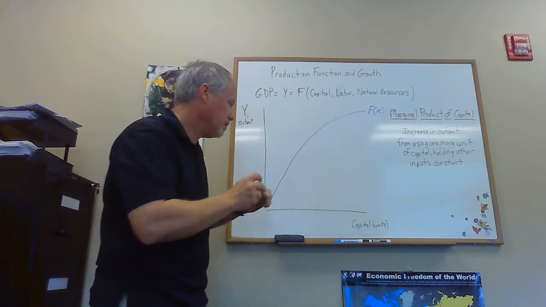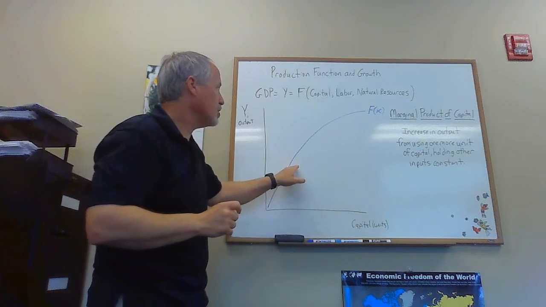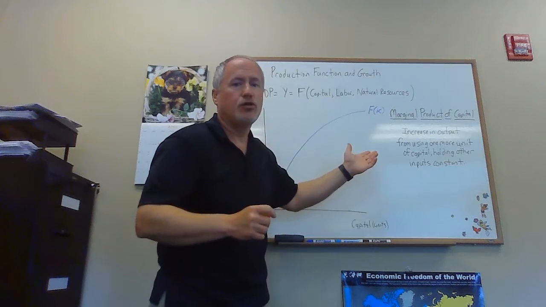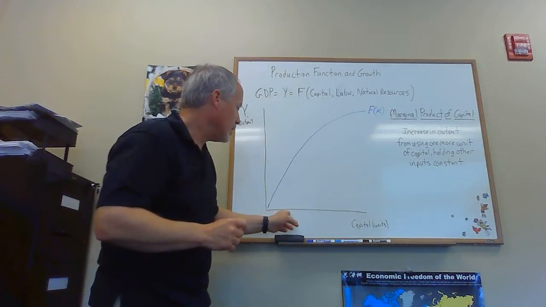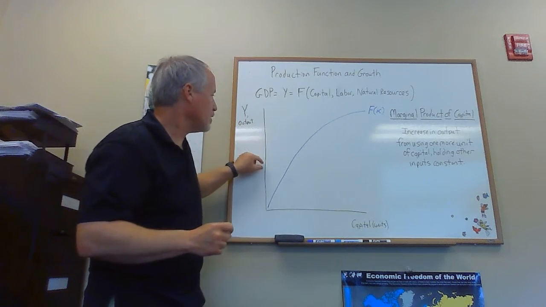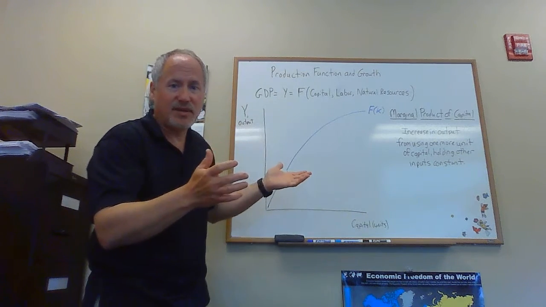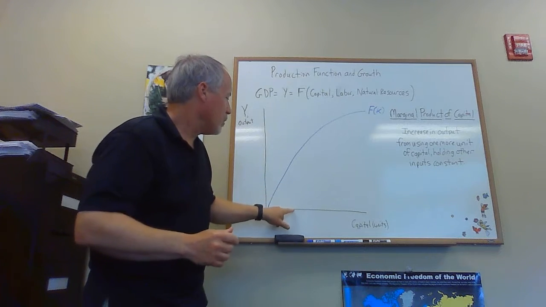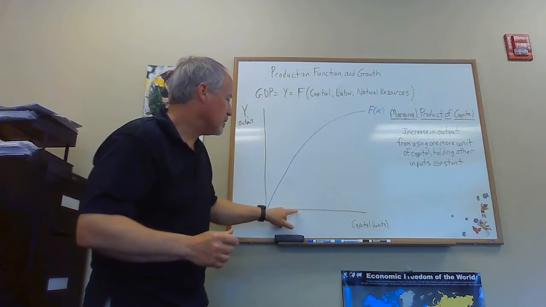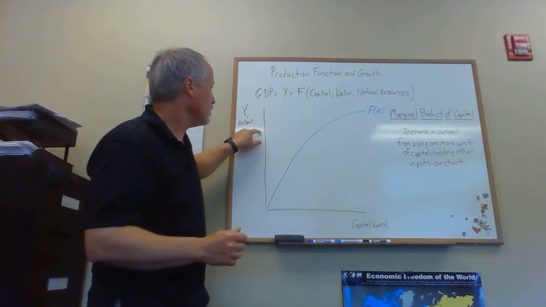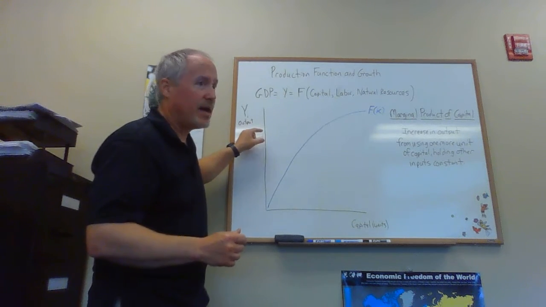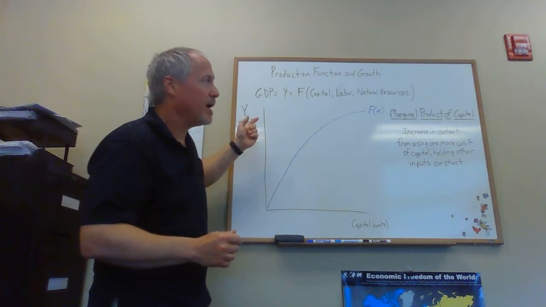Now, the slope of this curve is exactly the marginal product of capital, because if you think about increasing capital 1 unit here, we get the increase in output because we're holding labor and natural resources constant. The one thing we're varying here is capital. So as you increase capital by 1 unit on the x-axis, you get an increase in output on the y-axis. So the increase in output is on the y-axis.